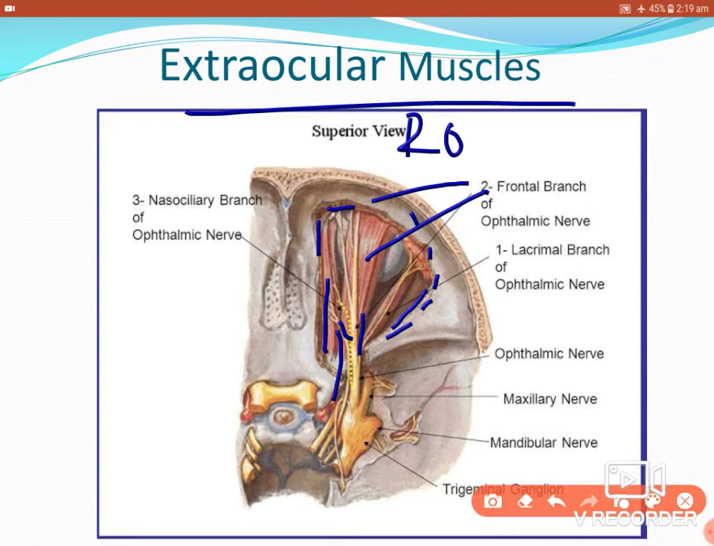These extraocular muscles are also called the extrinsic muscles because they arise externally and attach to the sclera. This is the sclera of the eyeball. There are 10 extraocular muscles, of which 7 are voluntary and 3 are involuntary.